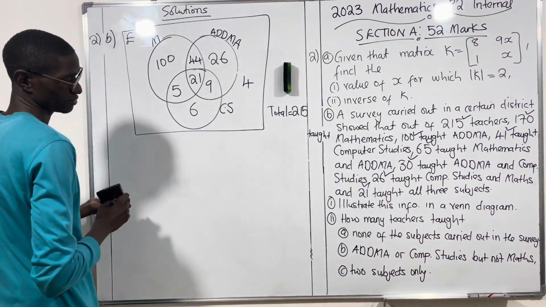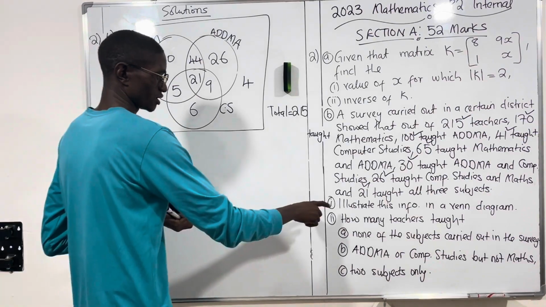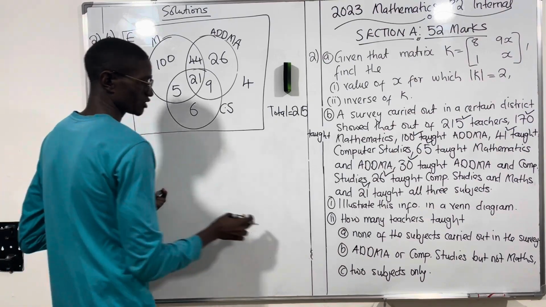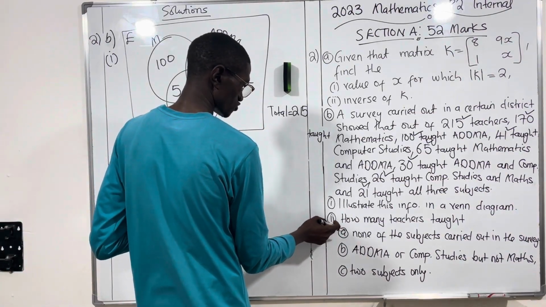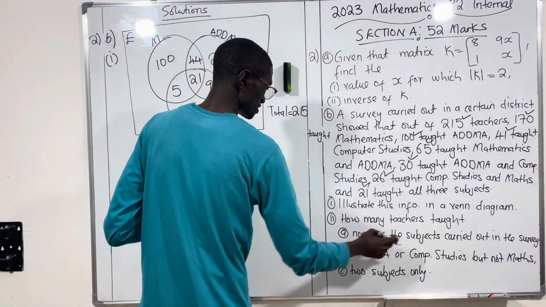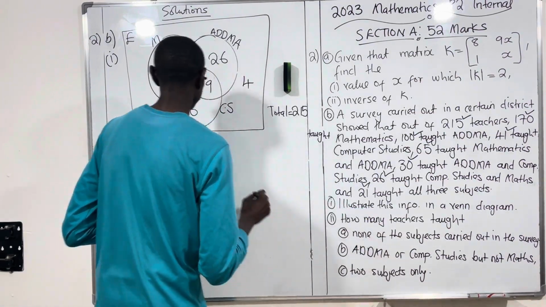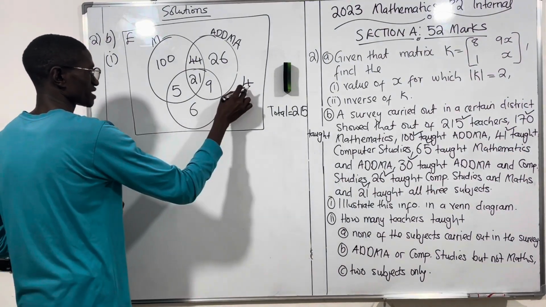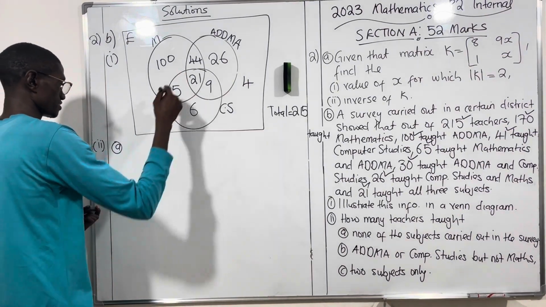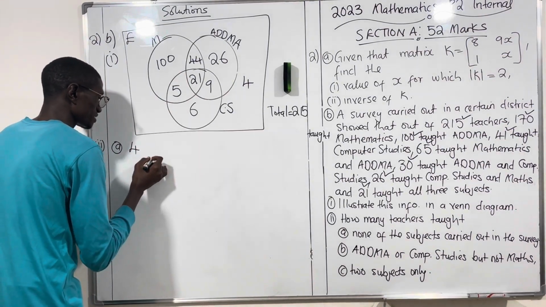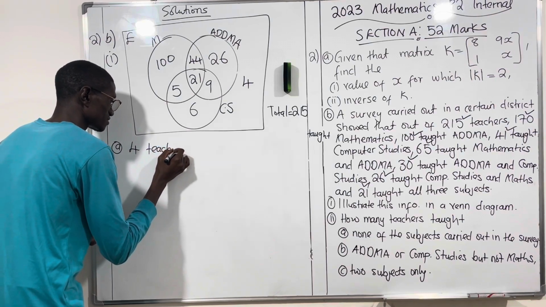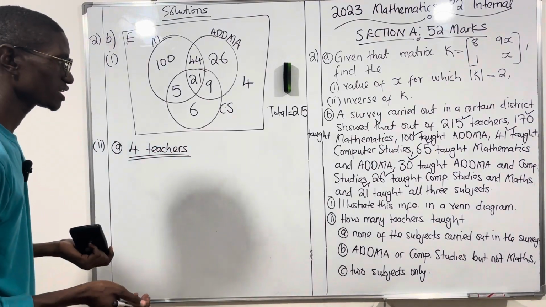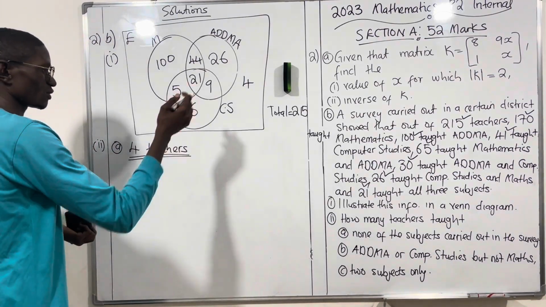So the first question says, illustrate this information in a Venn diagram. We have answered that one. This is Roman numeral 1. Roman numeral 2 says, how many teachers taught none of the subjects carried out in the survey? So those who taught none of the subjects carried out in the survey are these ones that are outside the sets. So we are dealing with teachers. So don't just say 4, you need to say 4 teachers. If you are dealing with PQs, you're going to say 4 PQs. Students, 4 students. Farmers, 4 farmers. Always indicate what it is you're dealing with.